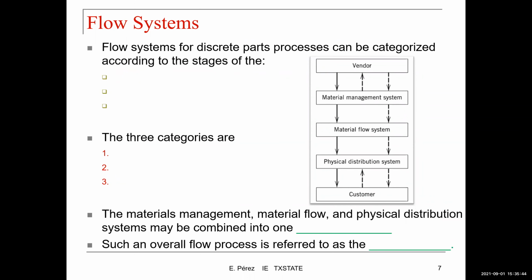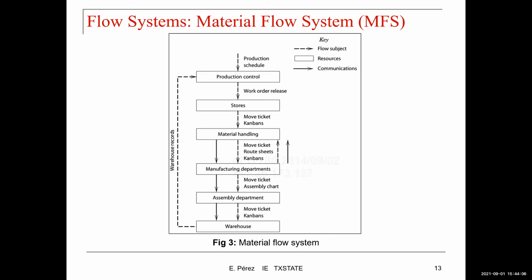The material flow system. Again, we have a flow chart here. We start with the production schedule. So this is what we're going to produce in the next week, in the next month. We send that to the production control, and the production control is going to release the work orders according to the schedule.